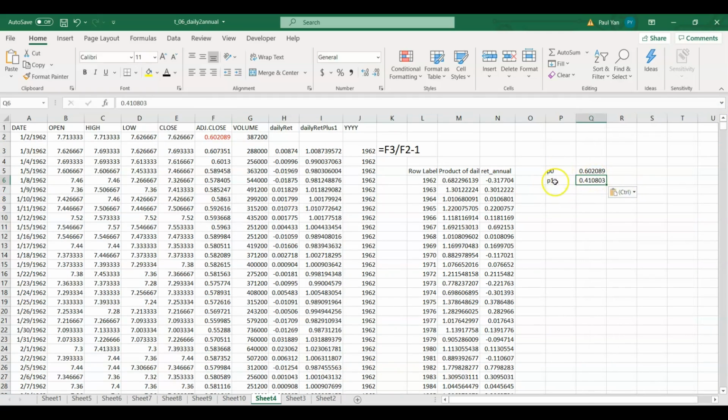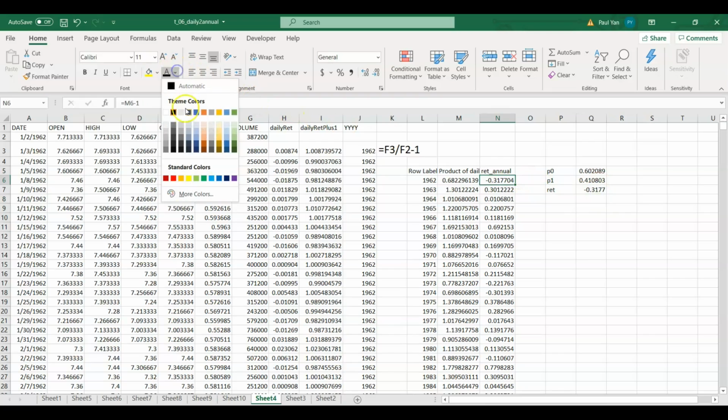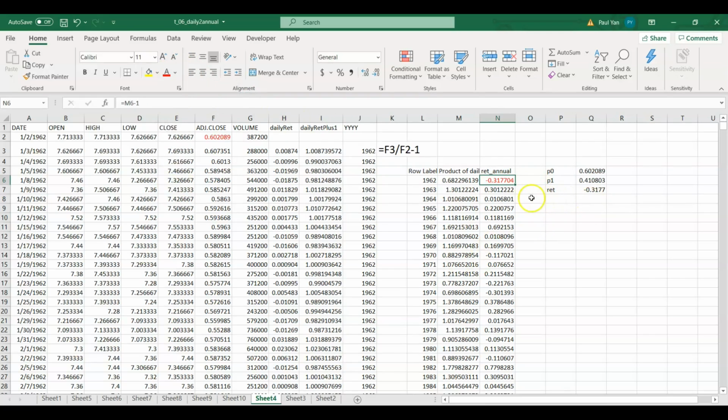P0, P1, and return. So this is return for 1962. It's simply this number divided by this number, minus 1. Then we have the same result. This number is negative 31.77, so this is also negative 31.77. So this is the second method to calculate annual return from historical daily price.